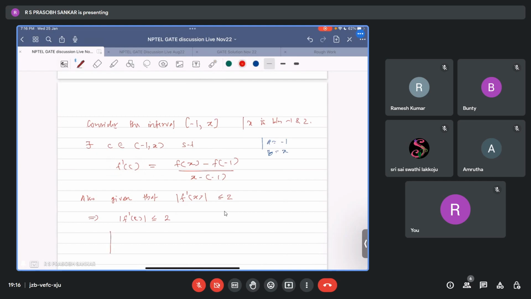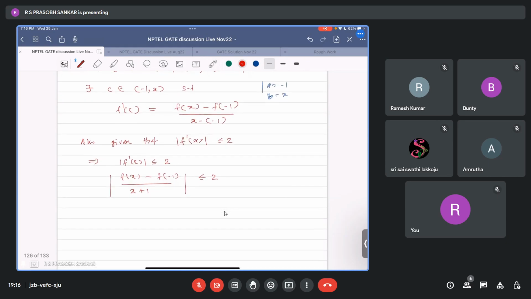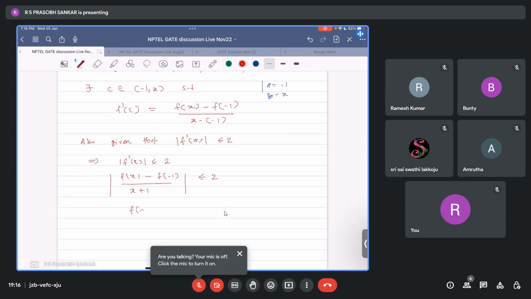So what it means? Mod of f of x minus f of minus 1 by x plus 1 is less than or equal to 2. And since we know that f of minus 1 is 0, we have mod f of x less than 2 times mod x plus 1. So up to here is okay, right? Any doubt?